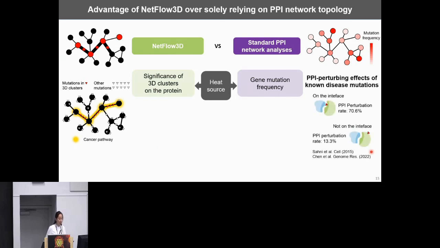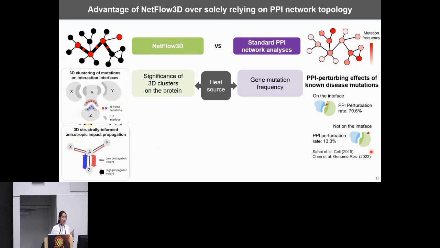On the other hand, previous studies have shown that functional disease mutations on the binding interface are more likely to disrupt the corresponding interactions than a non-interface mutation. So inspired by this biological knowledge, when we model the impact of 3D clusters on a specific binding interface, we deliberately assign additional propagation weight when we perform the heat diffusion along the corresponding edges.